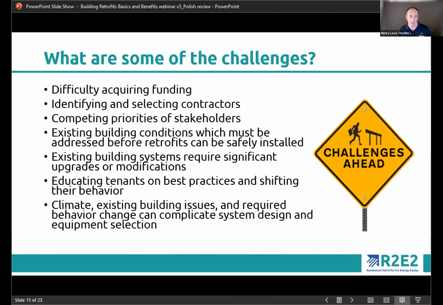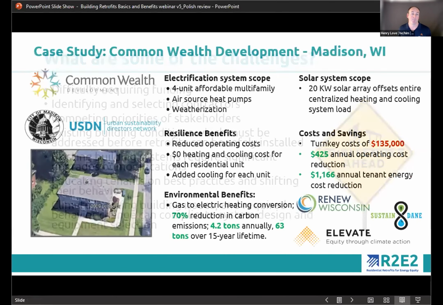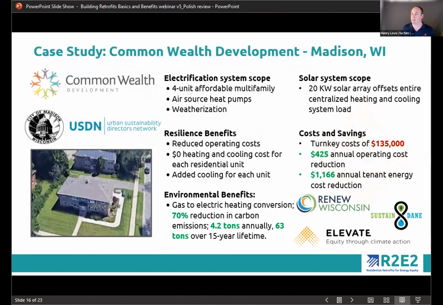All right. So I'd like to talk about a case study to give a more tangible example of what this can look like. In this case, this is a project from Madison, Wisconsin, with an owner called Commonwealth Development. This was a project that Elevate worked on with a local partner in Madison called Sustain Dane and Renew Wisconsin, and was funded in part by the USDN, the Urban Sustainability Directors Network.